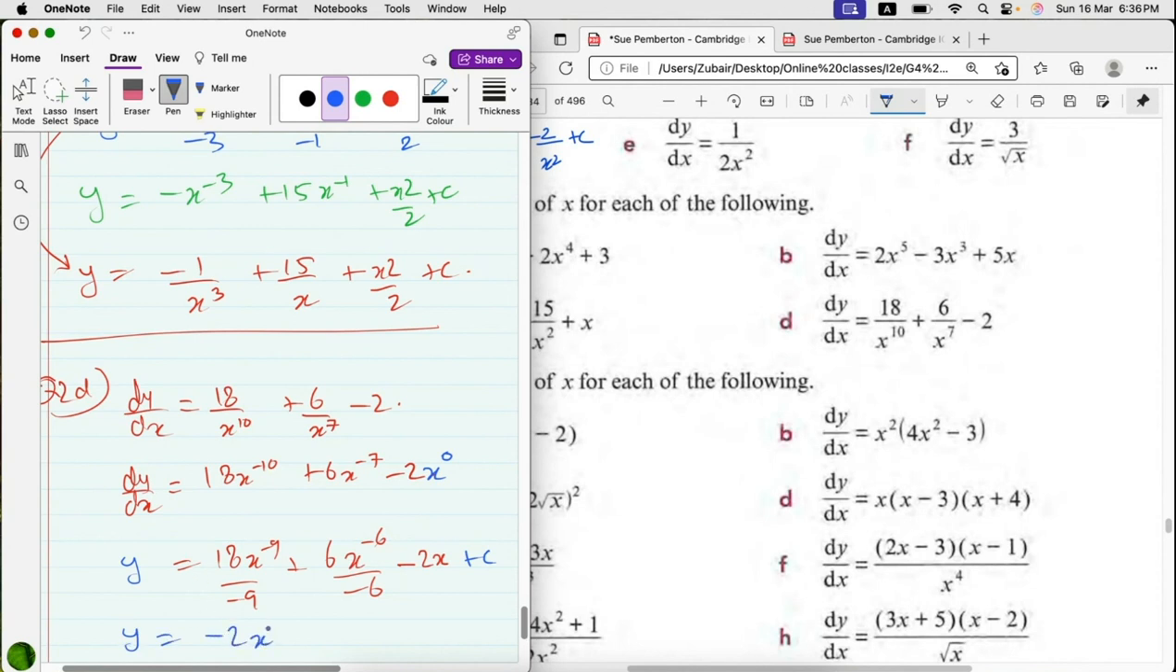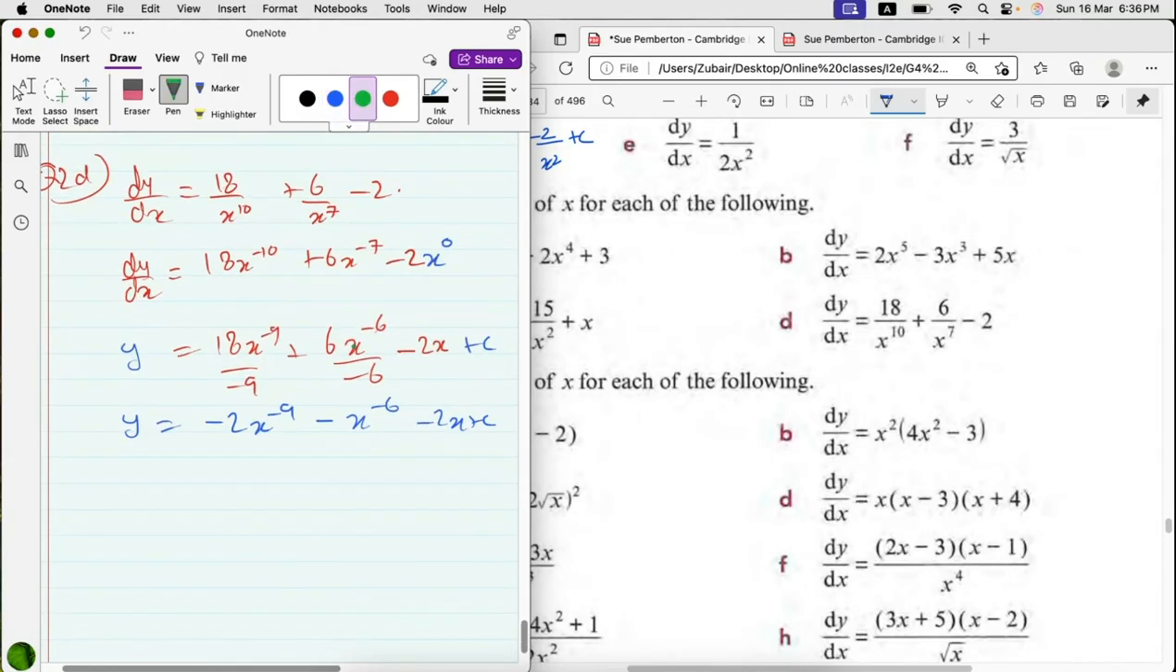Let me simplify. Minus 2x minus 9, and that's minus x minus 6 minus 2x plus c. Done with the numbers, and now the variables. Sorry, I had to do that. This is over x to the 9 minus 1 over x to the 6 minus 2x plus c.